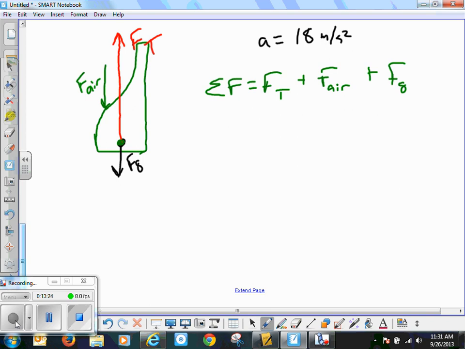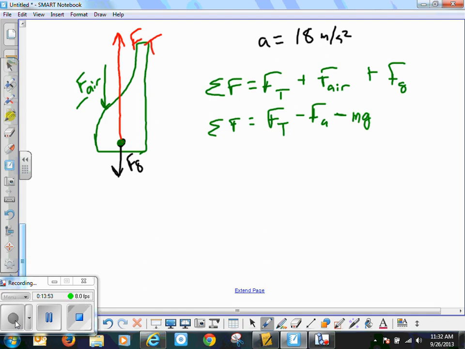Okay, so now we're going to draw it with the directions in there. So force of thrust will keep positive. The force of the air is in the opposite direction, so I'll have that as a negative. And the force of gravity is opposite too, we'll have that as a negative. Okay, and in this case you can actually put in a number here, mg, because we have mass, don't we?